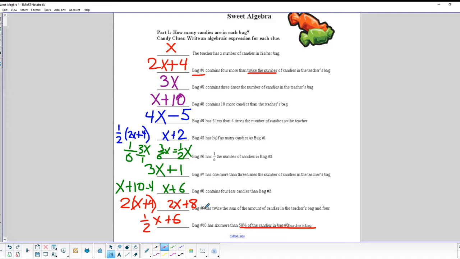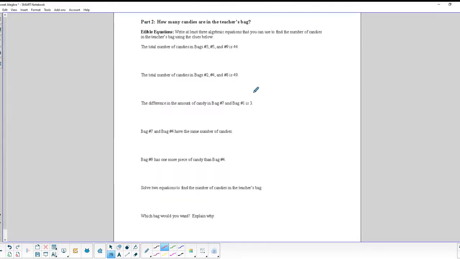All right, so there's all of the expressions that go with each of these statements. And we're ready to go on to the second part of our discussion. So keep in mind each of these little expressions. When you go on to the second part, it's going to ask you to total the number of candies in bags 3, 4, and 9, and let all of that equal 44. So we know that in bag 3, we have x plus 10.